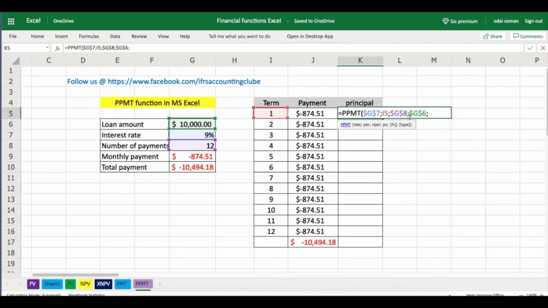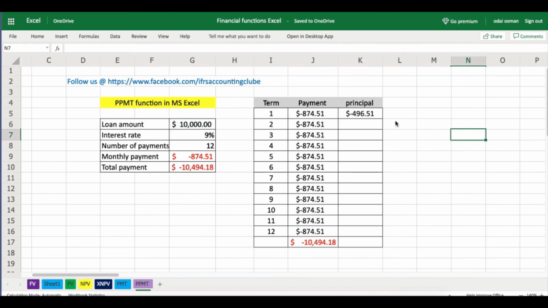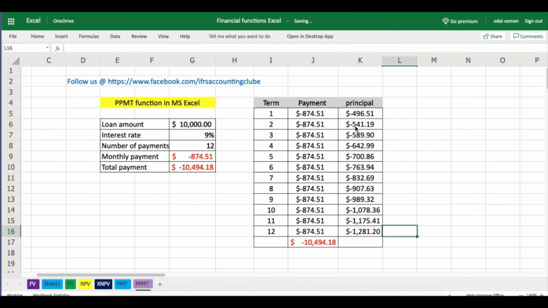and comma. For the future value, we do not have a future value, so it would be 0, and the type would be 0 if at the end of the period, and 1 if at the beginning of the period. And let us copy the formula for all 12 periods.